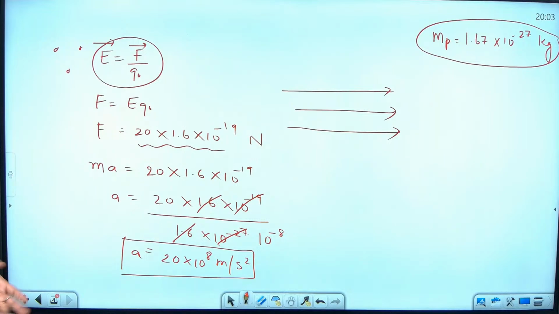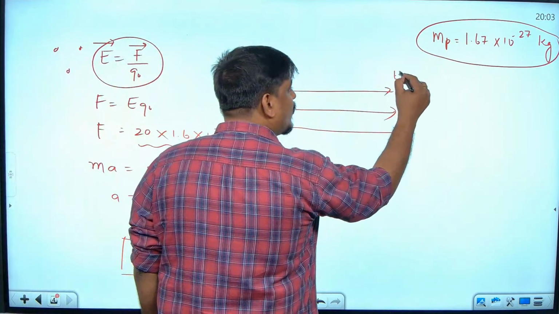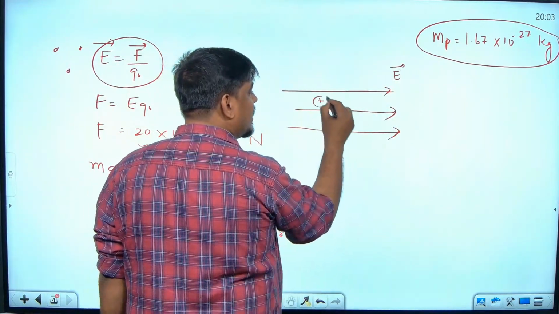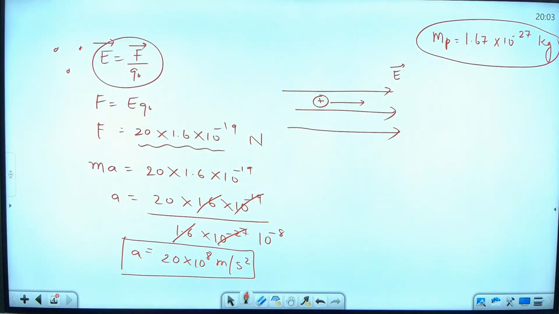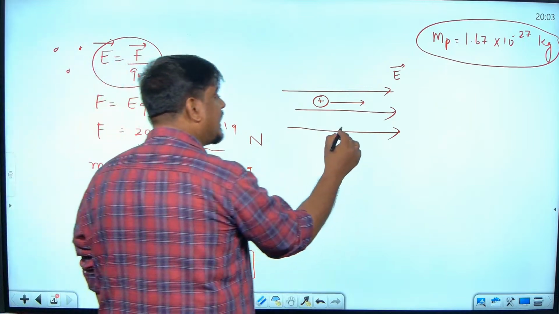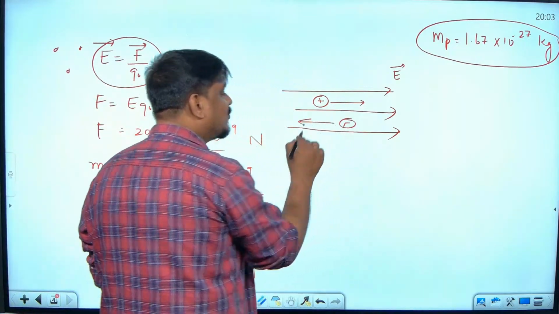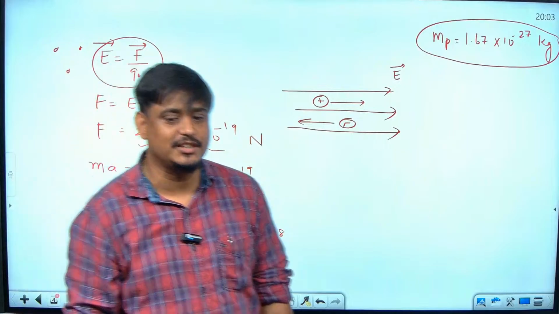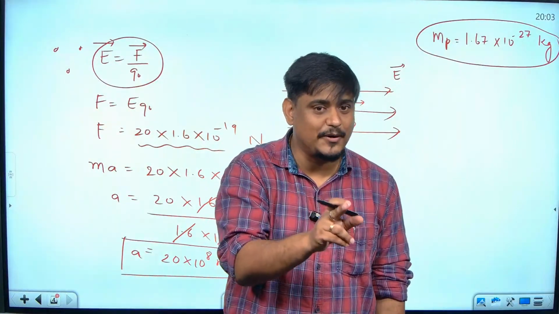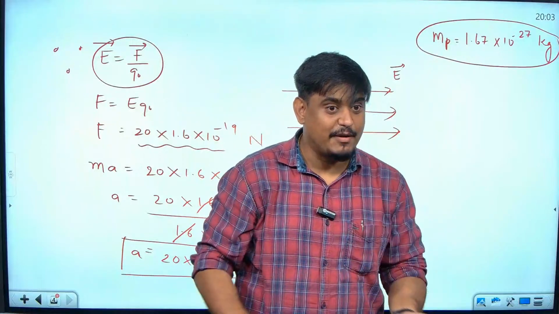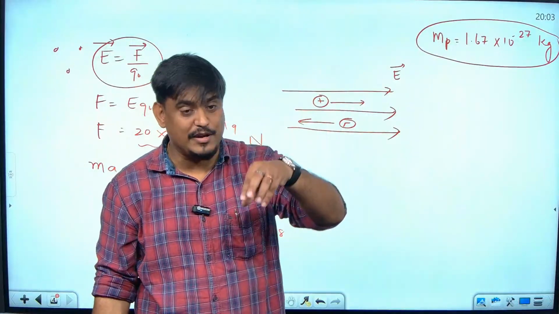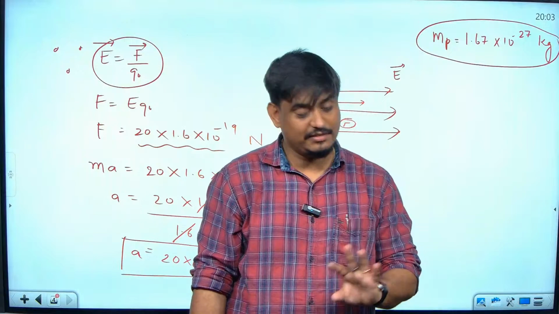So if I place a positive charge in this electric field, it will start accelerating in the direction of the electric field. If I keep a negative charge, it starts moving in the opposite direction. Why is it important? Because when there is a magnetic field and I keep a charged particle in it, nothing will happen.